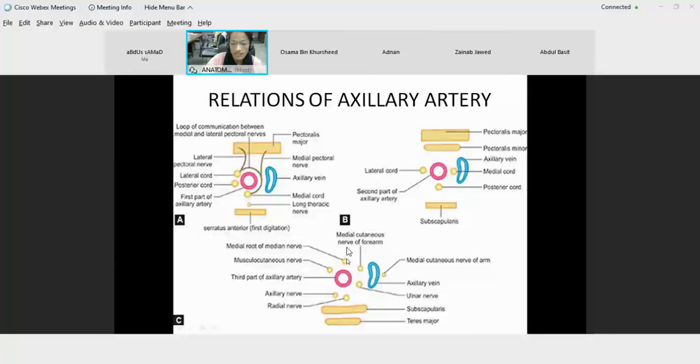In the third part, anteriorly, we have medial root of median nerve. Posteriorly, we have axillary nerve, radial nerve, subscapularis muscle, and teres major muscle. Medially, we have axillary vein, medial cutaneous nerve of forearm and ulnar nerve. And laterally, we have musculocutaneous nerve.